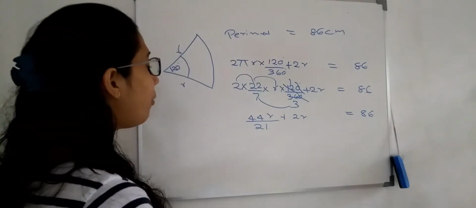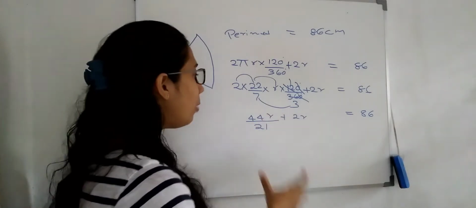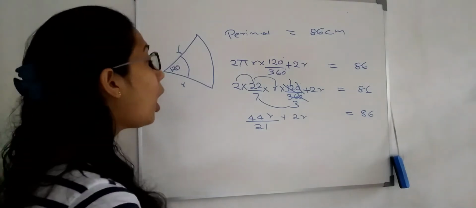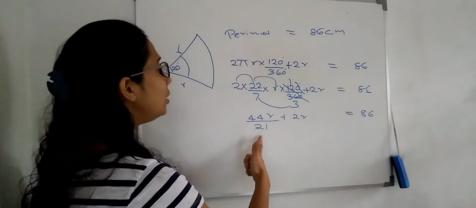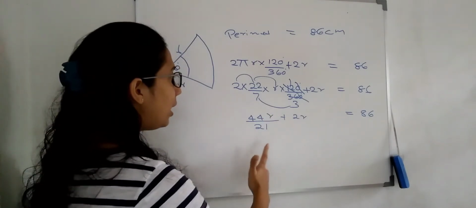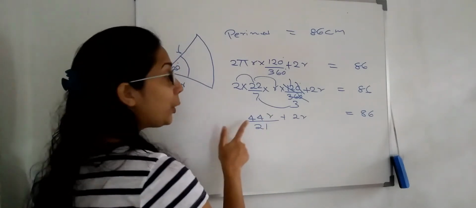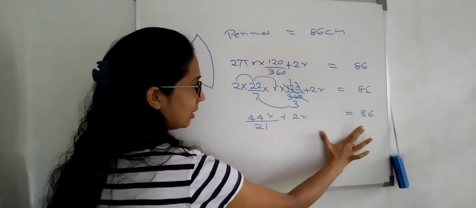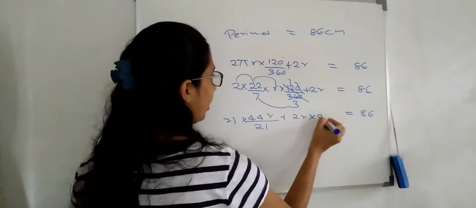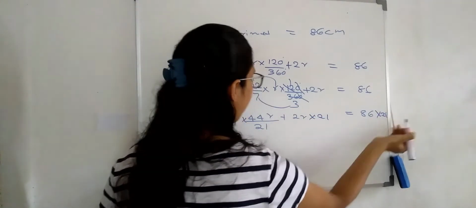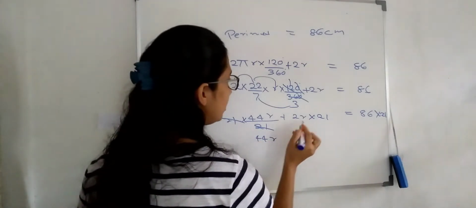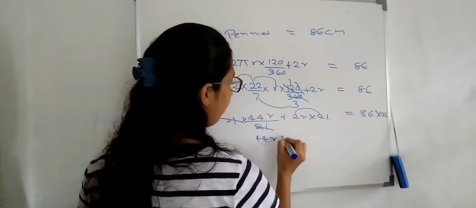Now we are going to find the value for r. Therefore we should make r the subject, right? So how to do that? Now we can remove this 21. So how to remove this 21? We can multiply each term by 21 on both sides, right? So let's multiply by 21 and 21. So we can cut off like this, and 44r plus 2r into 21.